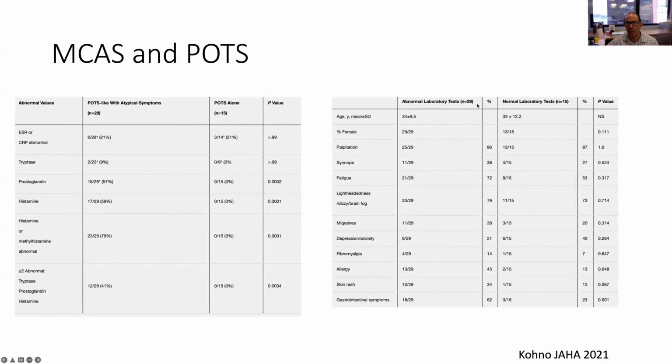But this study, which was quite interesting, so on the left is the mediators that you may find in a small number of folks who have POTS with atypical symptoms and abnormal testing versus POTS alone. But what's interesting is when you go back to the symptoms themselves of syncope and of fatigue, of lightheadedness, migraines, and the such, you actually really don't get much of a significant difference if you have in those patients abnormal testing versus not. And so, is this a misdiagnosis of POTS or a misdiagnosis of mast cell activation syndrome?